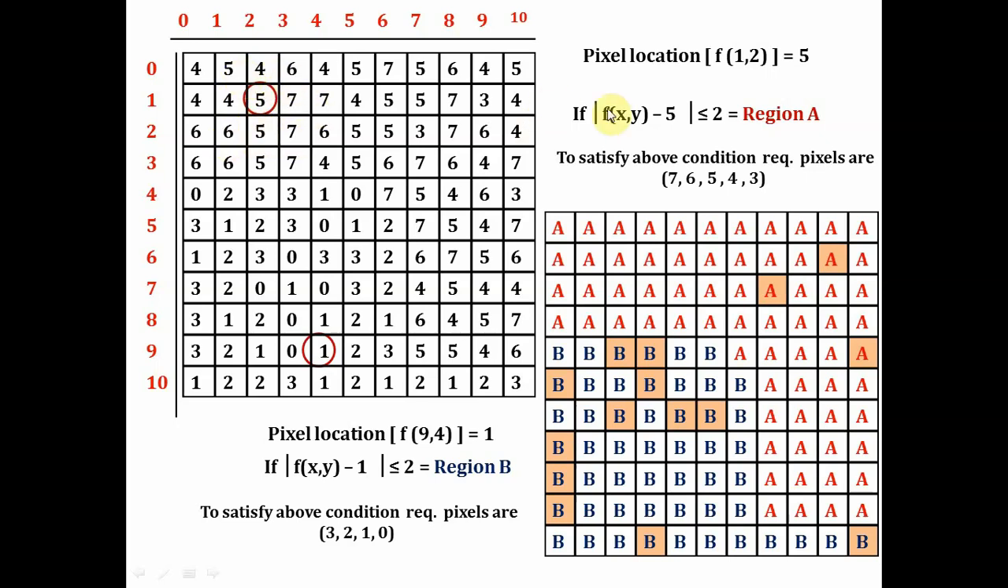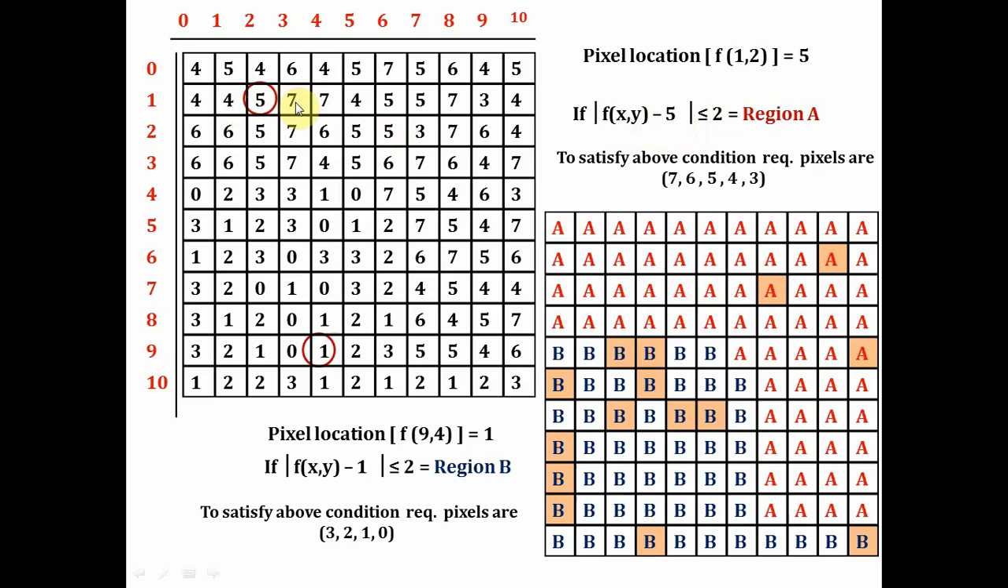I need to put the f of xy as 4, 4, 5, 7, 6, 5, and I need to calculate the condition. Suppose I'm considering the 4 as f of xy. 4 minus 5 will be minus 1, and because of the modulus you need to consider the non-negative value. So the absolute value is 1, which is less than or equal to 2. So you will mark 4 as A.